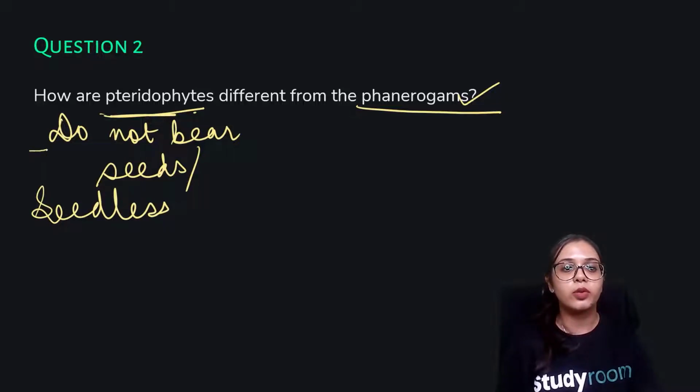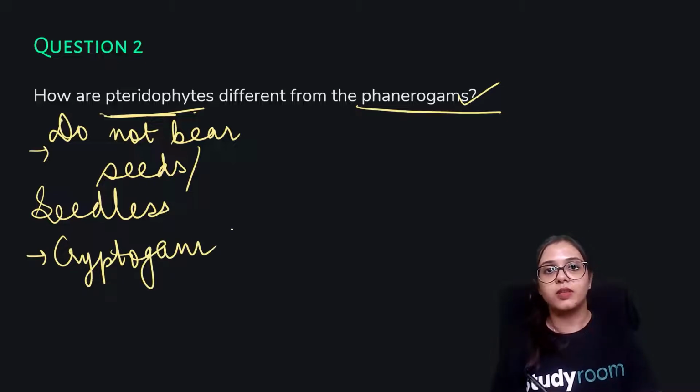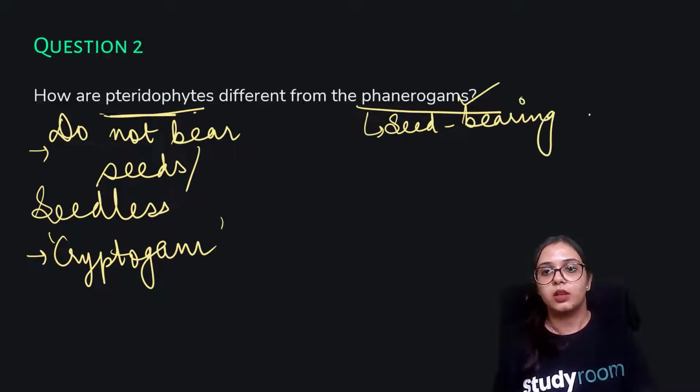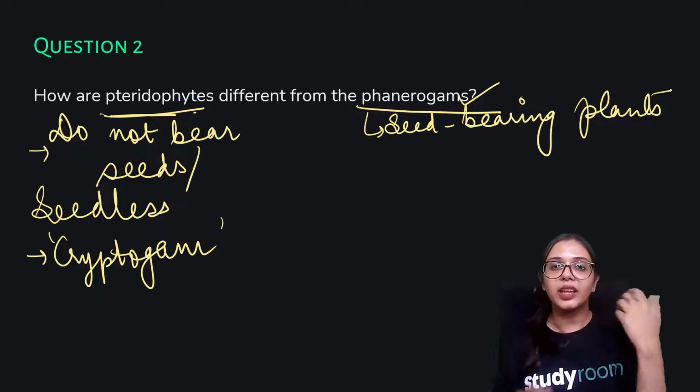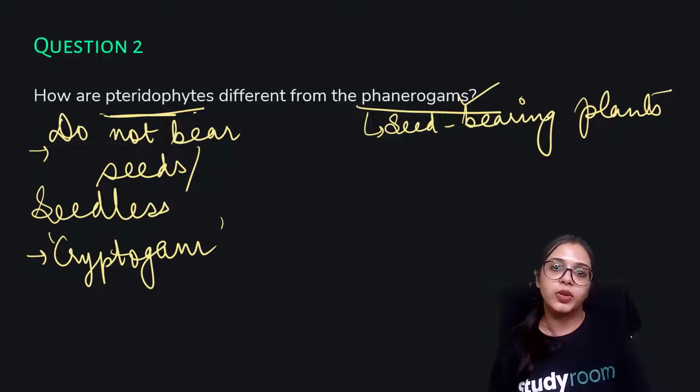And this is also your cryptogam, if you may remember. Why? Because the sexual organs in the Pteridophytes are inconspicuous, means they are hidden, hence the name cryptogam, along with Bryophytes and Thallophytes. Phanerogams are seed bearing plants. They have fruits as well.